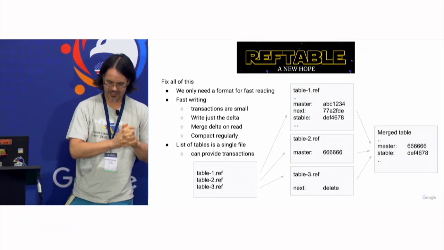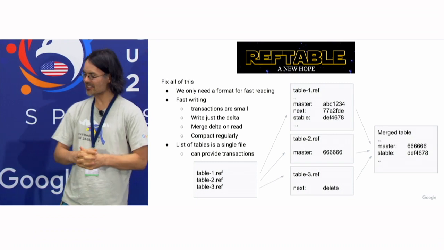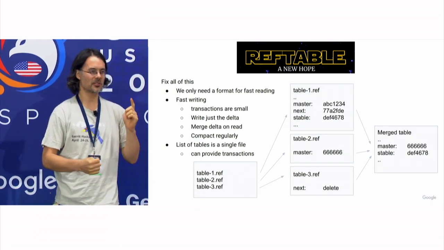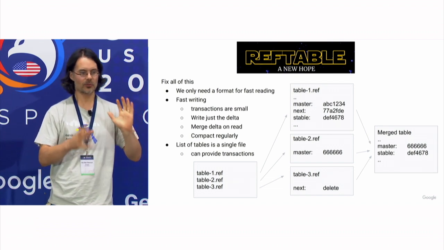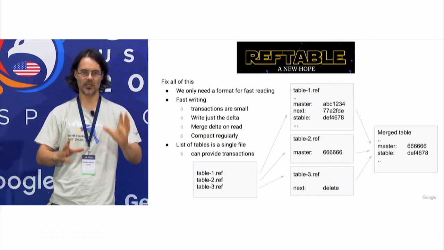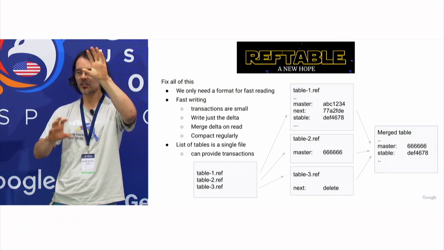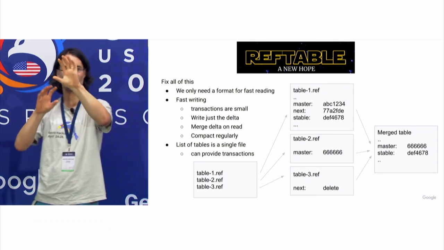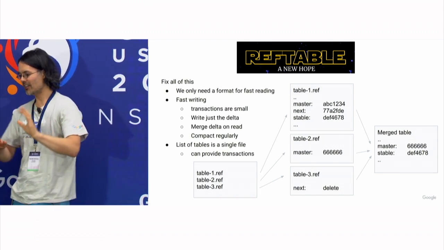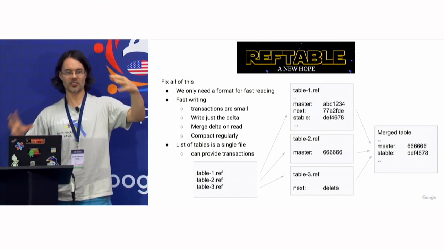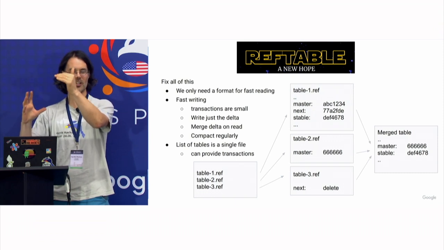In order to understand how we can fix this, there's one important observation to make. If we can read things quickly, then we have the problem solved. Because if we read things quickly, we can write small updates in separate files, and then we merge them together in memory on reading.